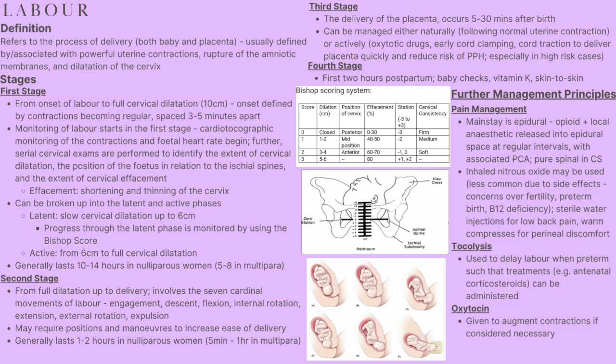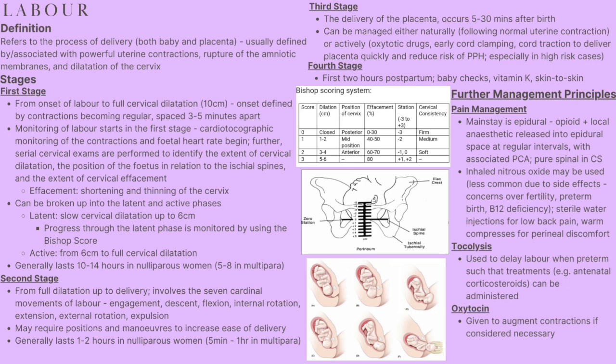The mainstay of pain management in labor is epidural analgesia. A combination of opioid and local anesthetic is released into the epidural space at regular intervals, and there is also an associated means for patient-controlled analgesia, or PCA. If the woman in labor feels that the regular release is insufficient, the PCA allows her to get an additional bolus of opioid and local anesthetic released into the epidural space, on top of what is already released at regular intervals, in order to help control her pain. Note that in caesarean deliveries, pure spinal anesthesia is typically used, so not epidural anesthesia.